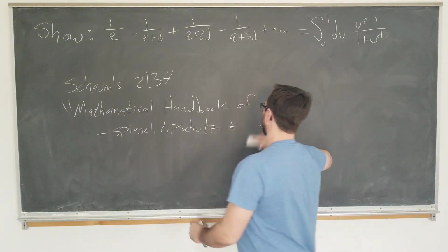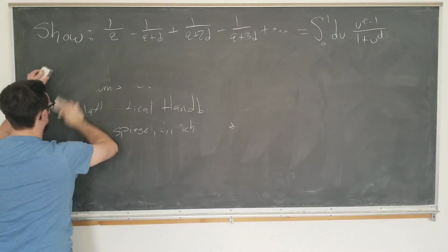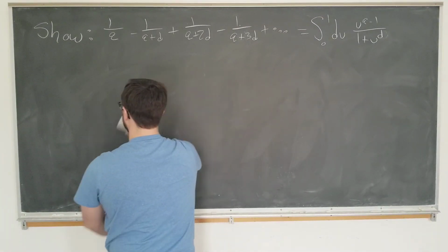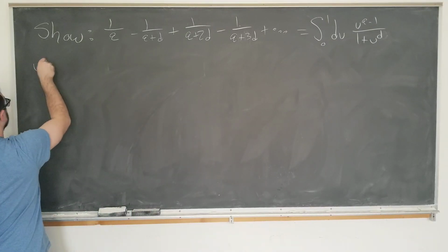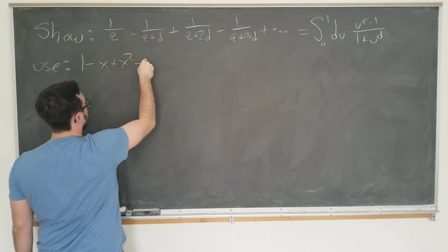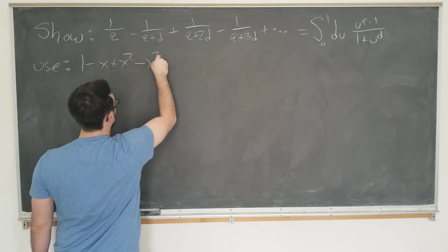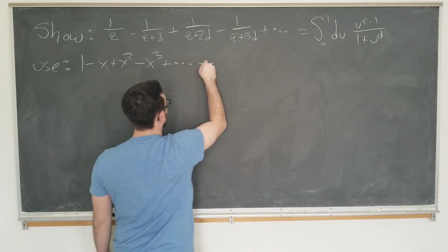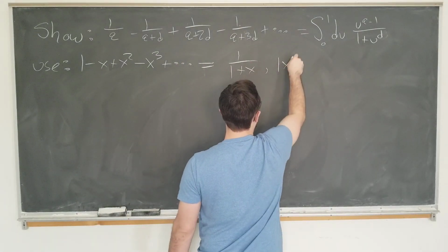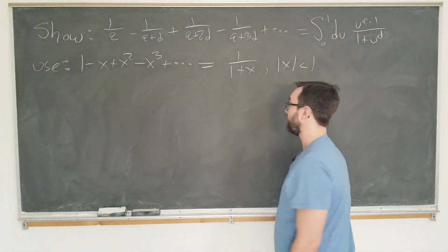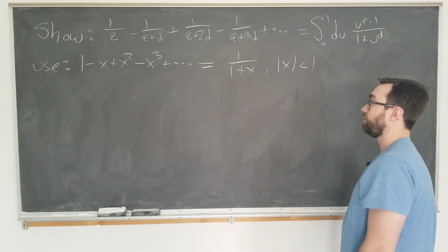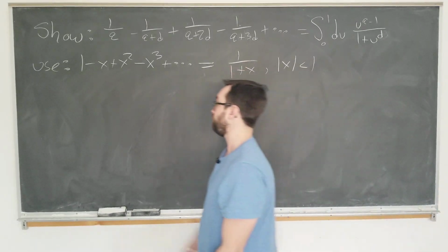It doesn't really require that much to prove, only the geometric series formula, which I will write down for you. We're going to use the fact that 1 minus x plus x squared minus x cubed plus higher order terms is actually equal to 1 over 1 plus x. This is valid for absolute value of x less than 1. We're going to apply this to the right-hand side of the expression and show that it reduces to the left-hand side.